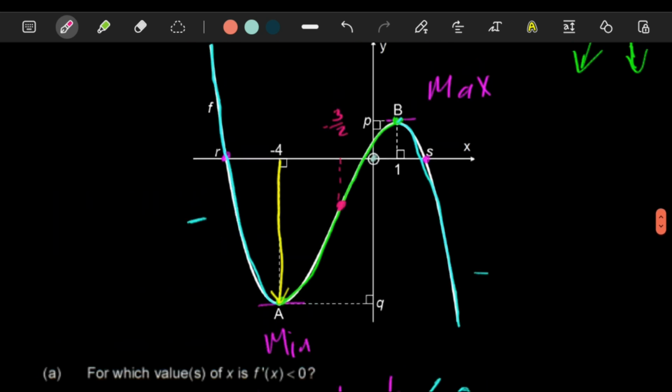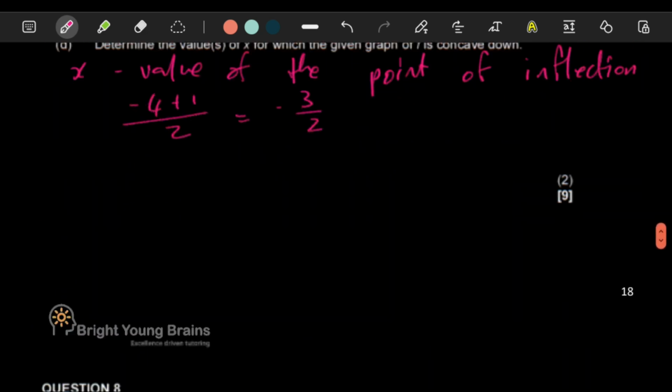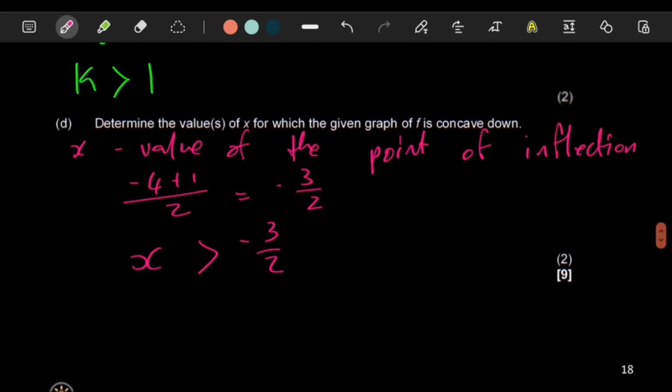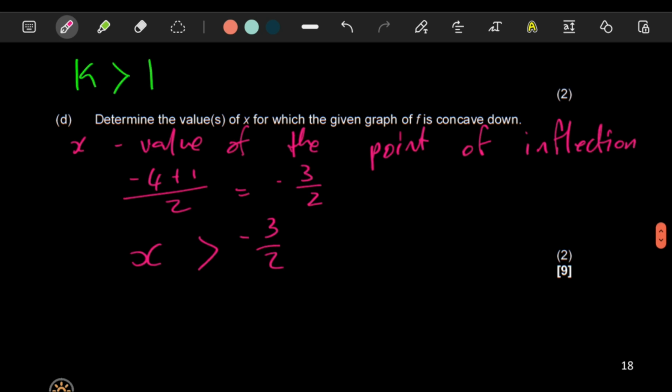Now what we know is the part that is concave down is the side that will be frowning. The side that's frowning, that's the side that's concave down. So here, the part that's frowning is where x is bigger than negative 3 over 2. So that's why this is just a 2-mark question. It's not crazy at all.